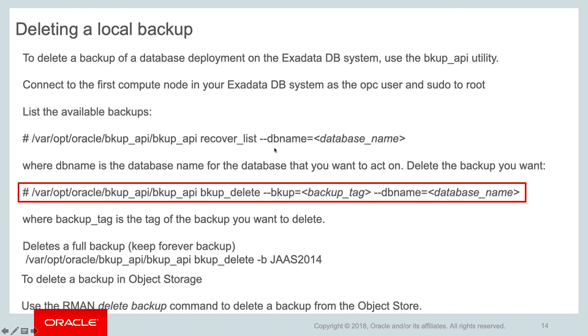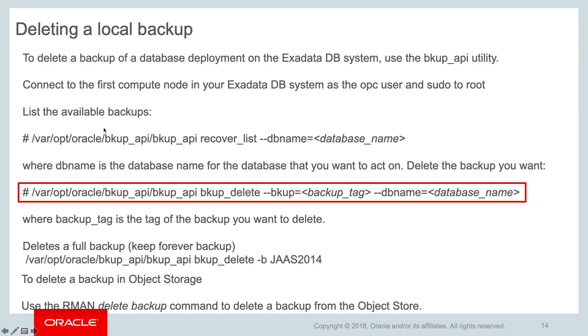So we have seen how to set the backup by creating a backup configuration file, and various ways of doing on-demand backups, specifying the keep clause for long-term retention. Now we'll take a look at how to delete a backup. To delete a backup of a database deployment on an Exadata database system, you can always use the backup API utility. You need to again connect to the first compute node using the opc user, and sudo to root.